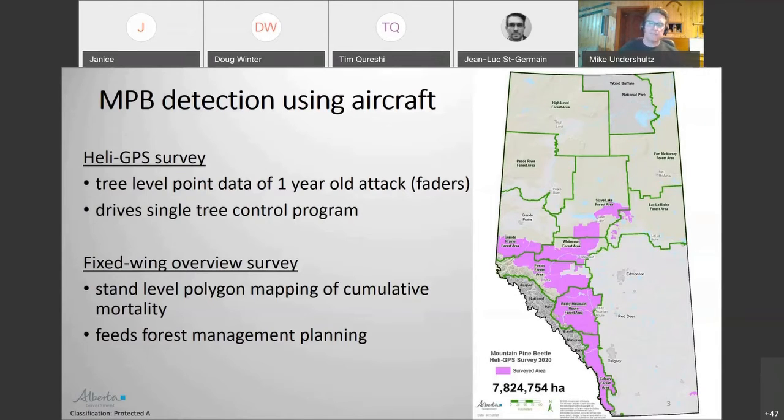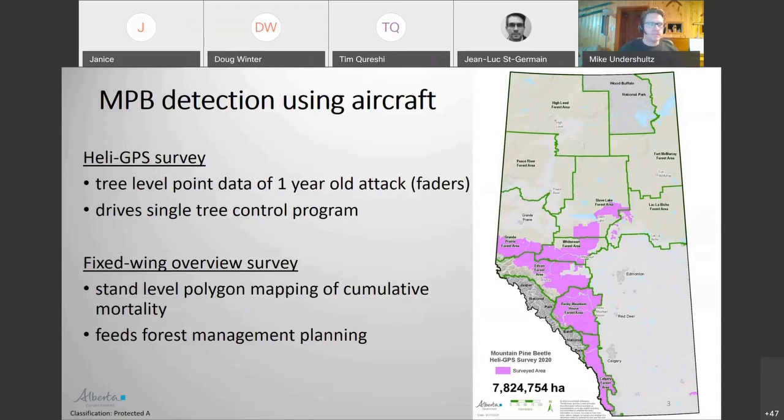And the last thing, probably the more important of them all, is we're trying to get people out of aircrafts. The heli GPS survey that we did last year, almost 8 million hectares, took almost 2,000 hours of flight time. And that is low level, relatively slow flight, and it's dangerous work. So that is one of the goals too here.